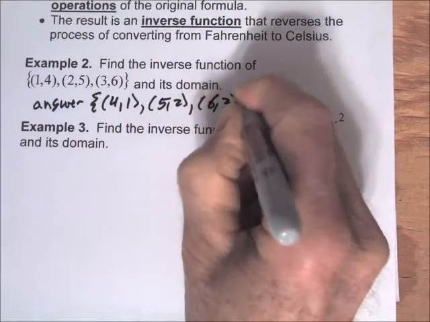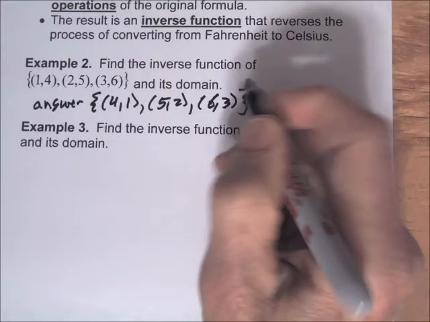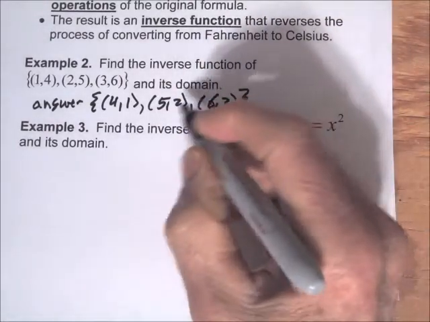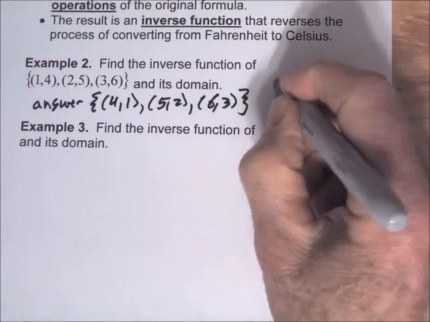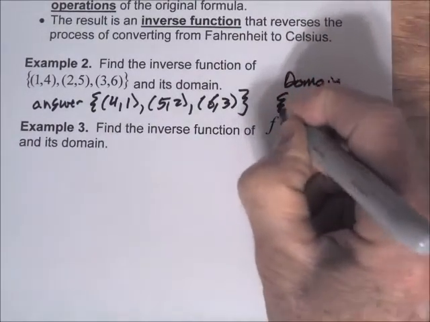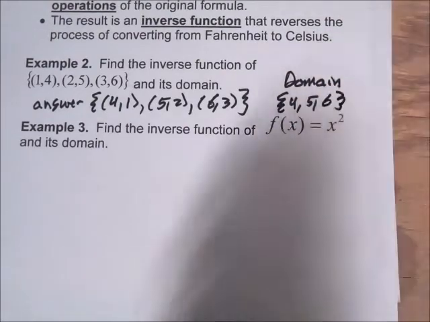Okay? And the domain of the original function is the range of the inverse, and vice versa. So the domain of this new function is 4, 5, 6. And that was actually the range of the original function.